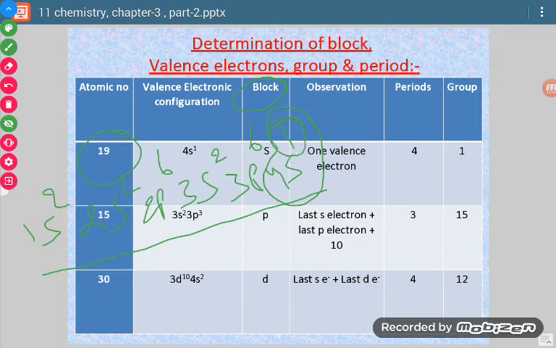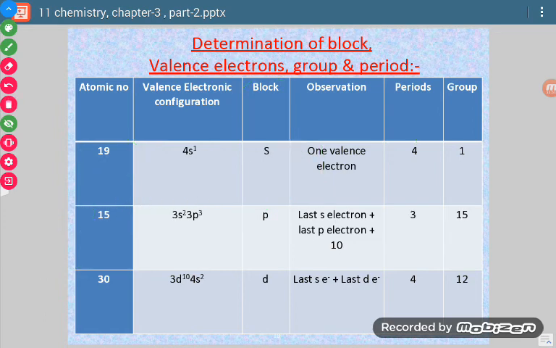Now to which period does it belong? What is the maximum value of n? The maximum value of n is 4, so it belongs to the 4th period. Now to which group does it belong? Since it is an s block element, as many valence electrons as there are, that is the group number. So it belongs to first group.